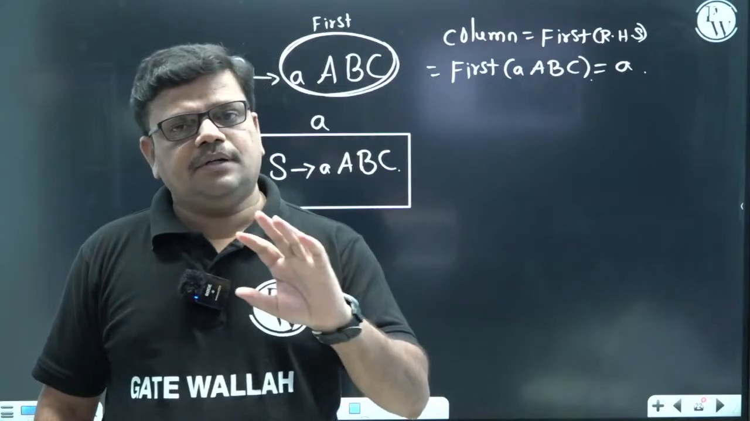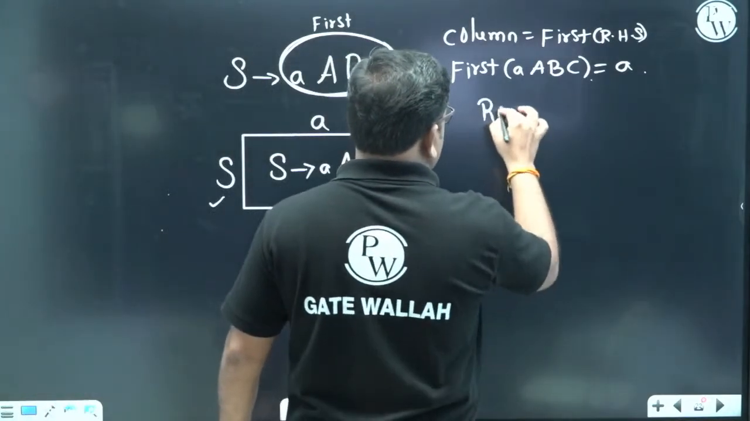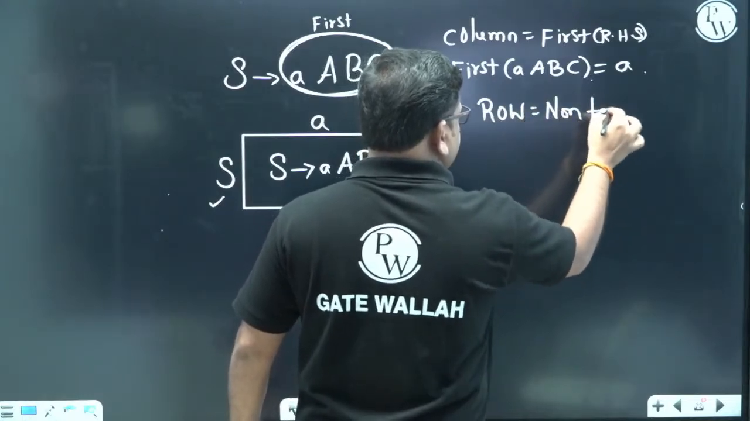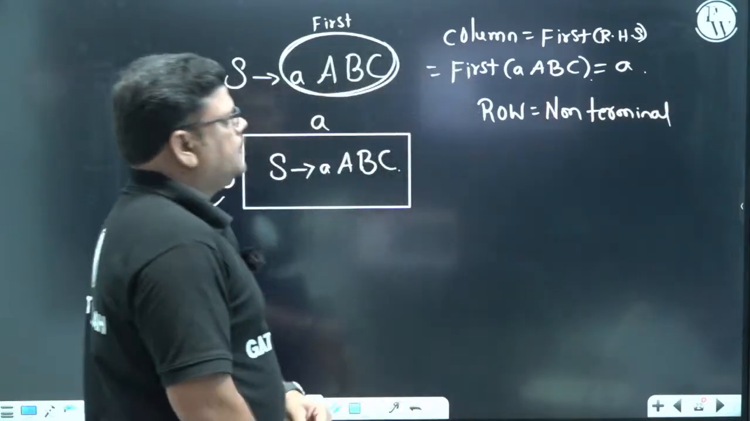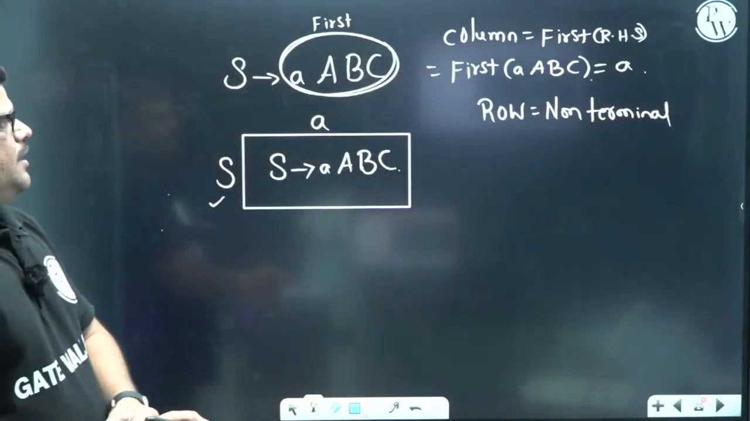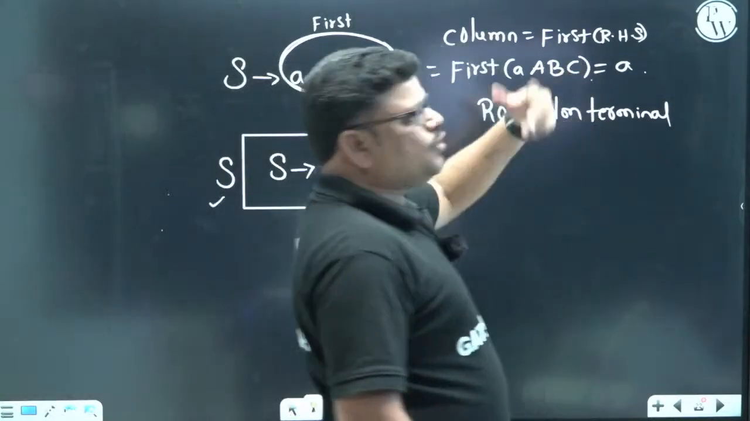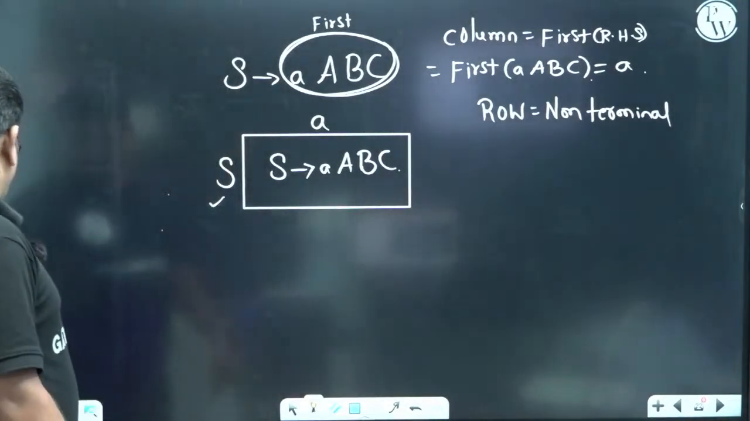Row is nothing but the non-terminal, and column is nothing but the first of the right hand side. Whenever we have epsilons, it is different. I'll explain that also. So now come to this one.